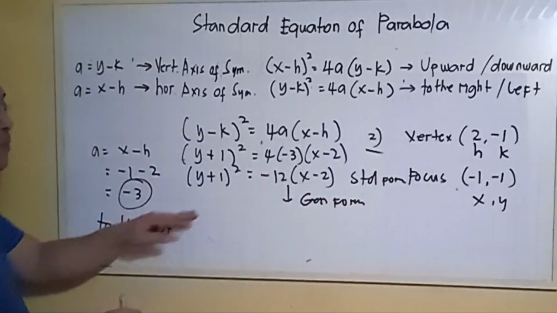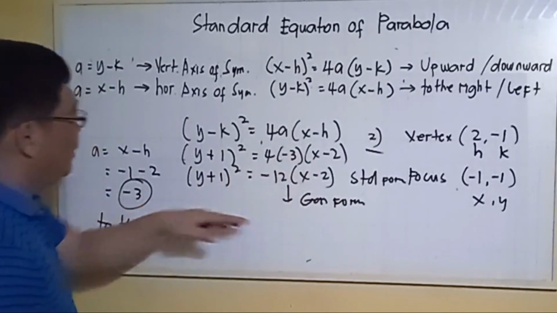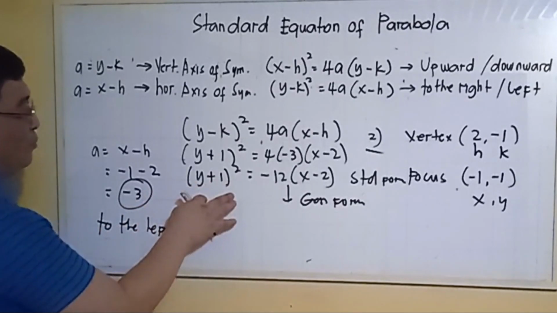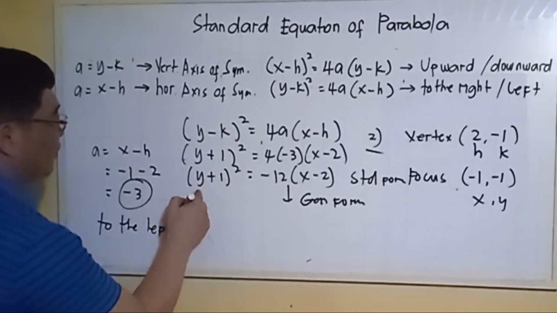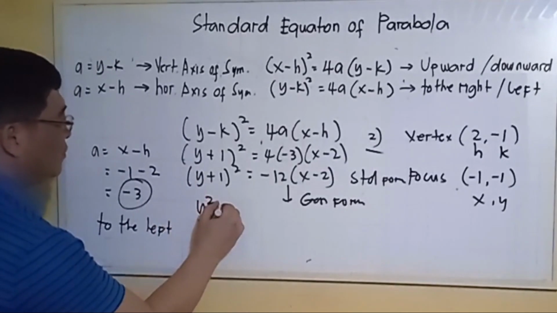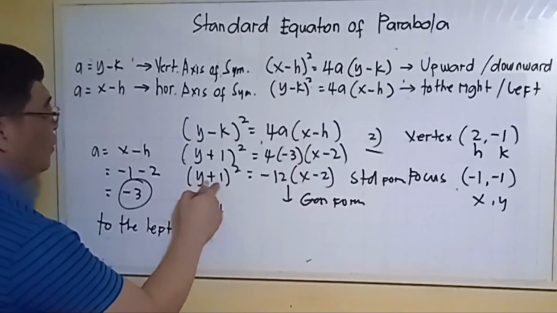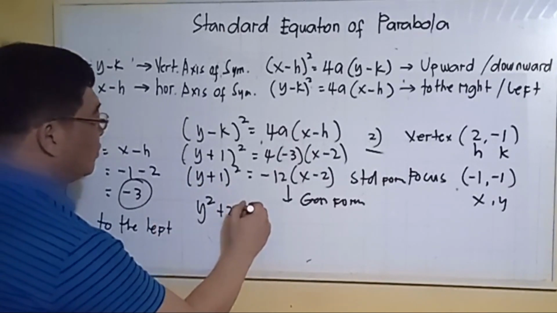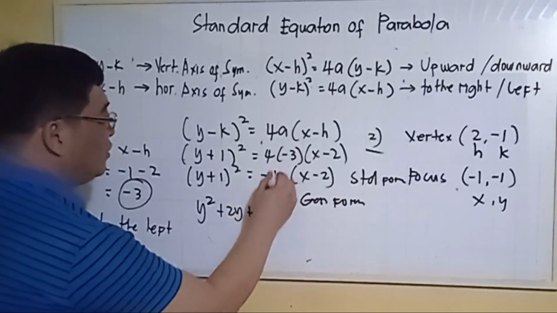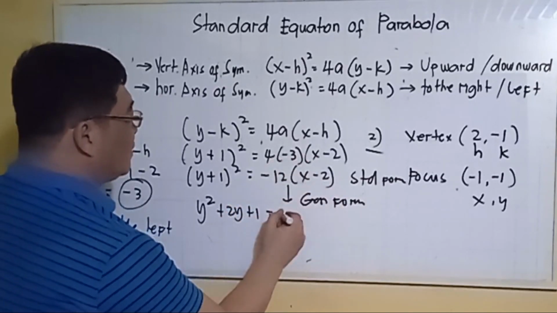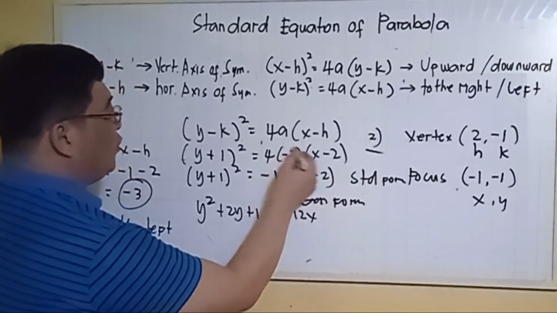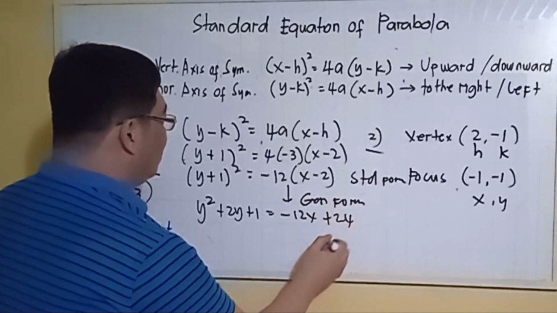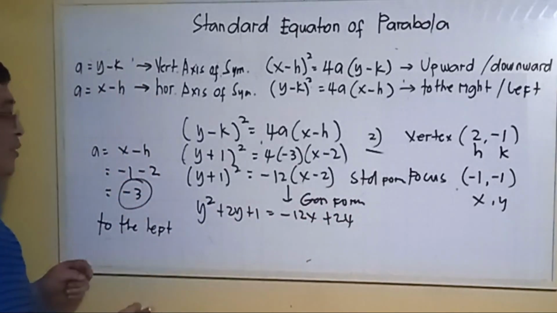Sa general form, i-expand lang natin to at ito i-distribute. So, ganito lang gagawin natin. This is a perfect binomial, so alam naman natin yung pag-expand dito. Pwedeng gamitin ang FOIL method. So, y times y, 1 times y is y, times 2, 1 or 1 squared is equals to distribute negative 12 times x. Negative 12, negative 2 multiply, so positive 24. So, lipat natin sa bandang left.